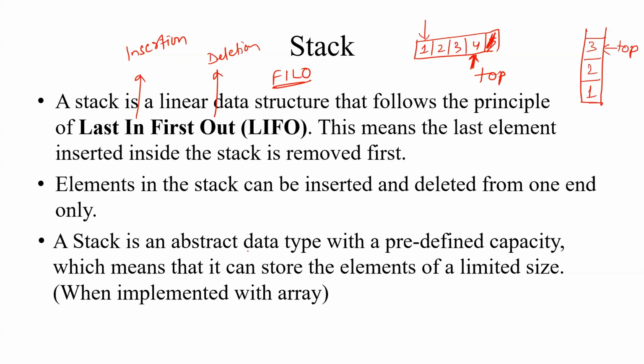A stack is an abstract data type with a predefined capacity, which means that it can store elements of a limited size. If we implement the stack using an array, then you know that an array is a static data structure, and in a static data structure we need to define the size in advance. So we can say the size is limited.